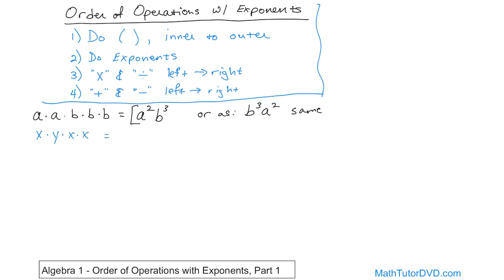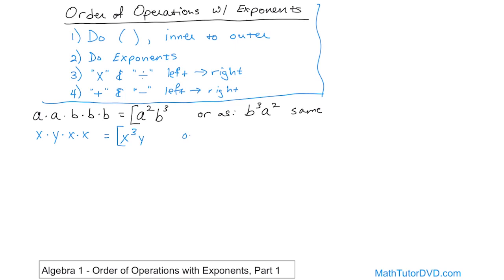Well, the variable x, see, everything's multiplied here. So the variable x is multiplied by itself 3 times. So I would write that as x to the power of 3. But y is also multiplied by all that stuff, so I would write multiplication times y right there. And that would be my final answer.